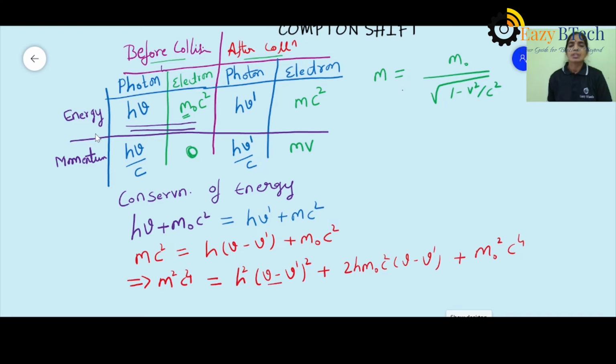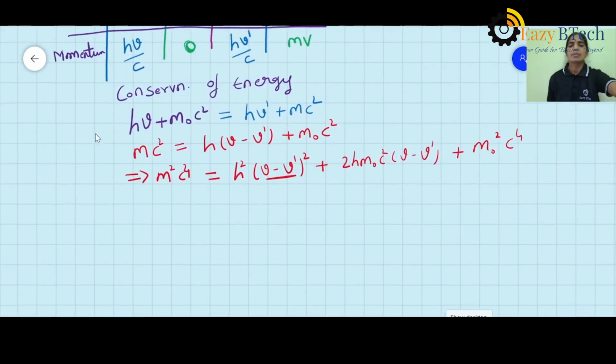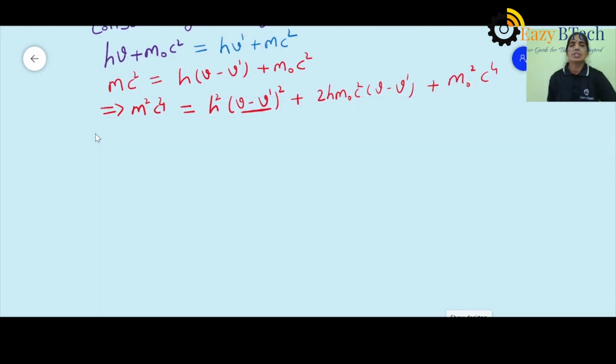Now, if you look at this equation, this mu minus mu prime is in the form of a minus b whole square. So let us expand that equation. Then here it becomes h square into mu square minus 2 mu mu prime plus mu prime square, plus 2h m naught c square into mu minus mu prime, plus m naught square c power 4.